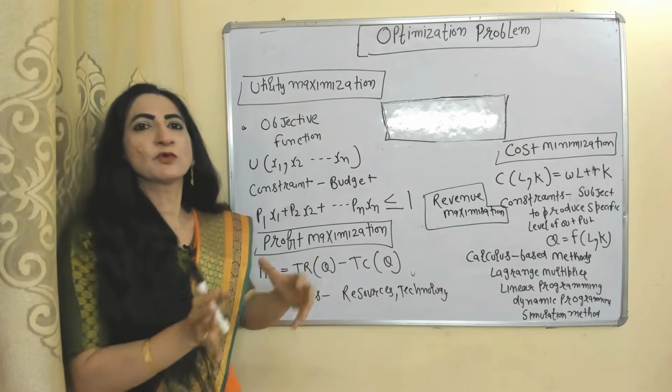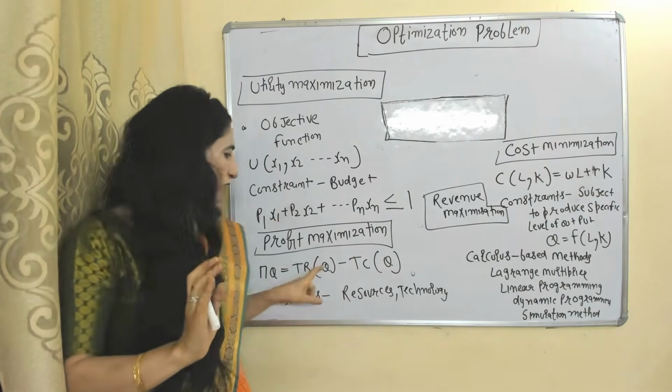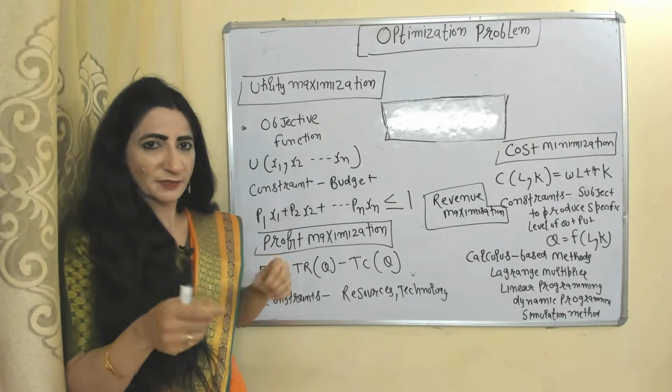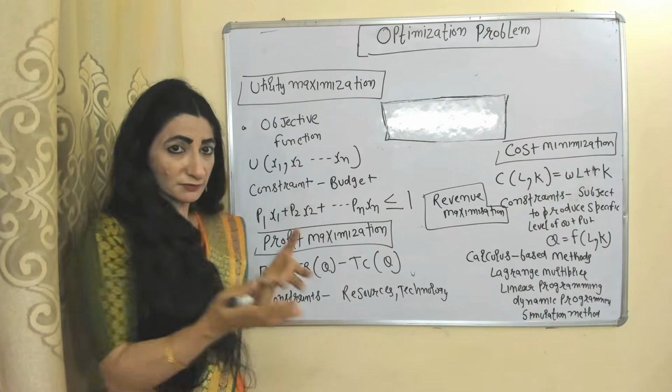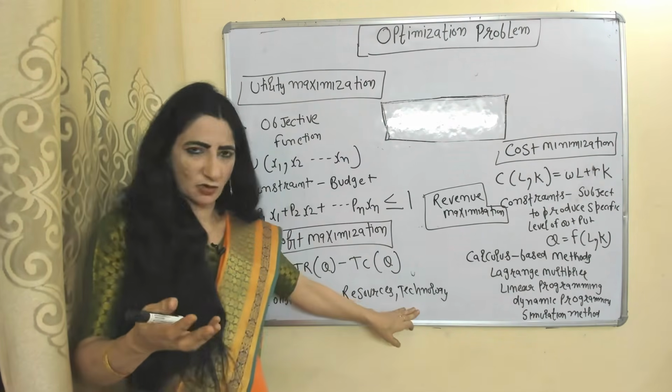Profit maximization, we want to maximize our profit. Profit is the difference between total revenue and total cost. TR is total revenue, TC is total cost. Q represents quantity of goods. This is our objective function, but what is our limitation, what is our constraint? Constraints are our resources, technology.